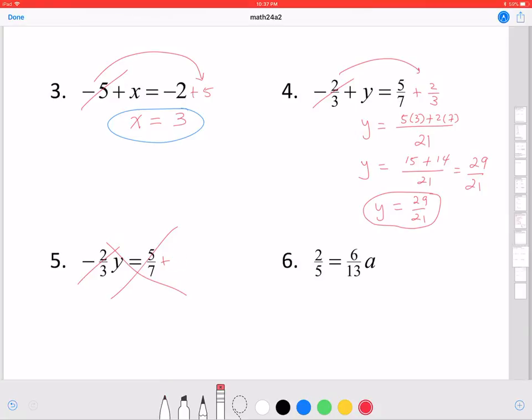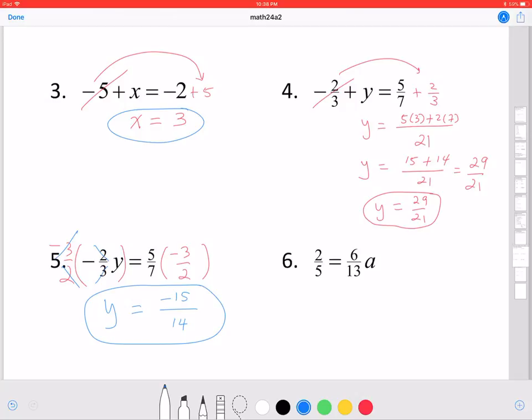And again, we want to get rid of the negative 2/3, and the quickest way to do that is to multiply both sides by the so-called reciprocal. Here the reciprocal is negative 3 over 2. And by doing so, everything cancels out, and we just have y left. And again, that's what we want. And so y is equal to just the multiplication of the two fractions: 5/7 times negative 3 over 2 will simply be negative 15 over 14. And that's it.